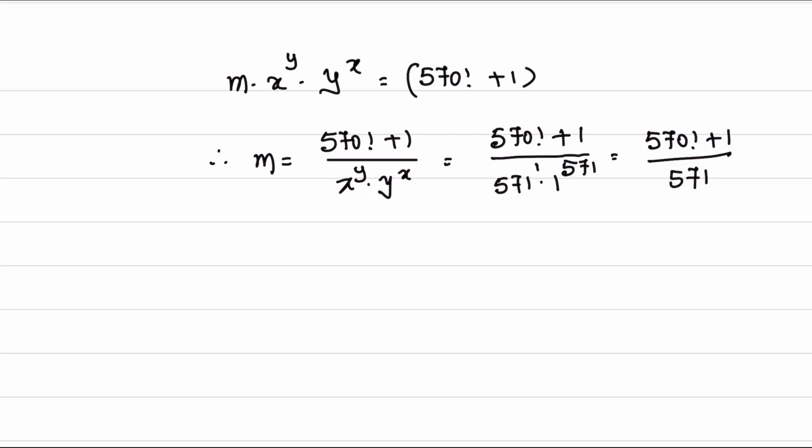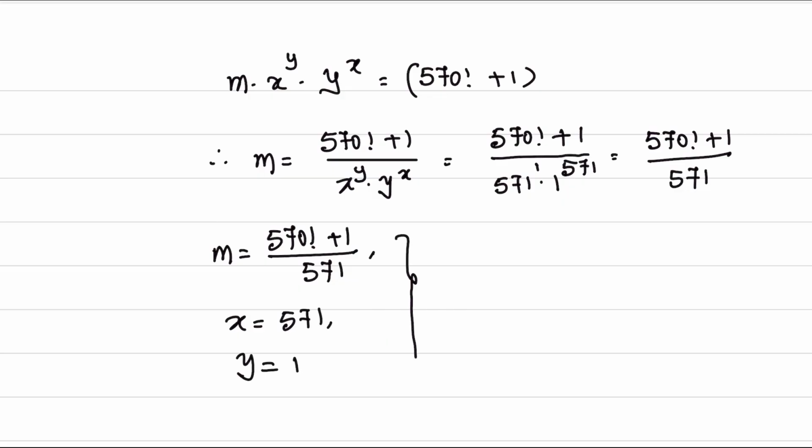If you go by ordinary mathematics like calculating 570 factorial, our whole paper will be filled with numbers only. Answer will not come out that easily. It will be very, very difficult. By applying the Wilson theorem, we got the answer in a few seconds. That means m is equal to 570 factorial plus 1 divided by 571. X is equal to 571, y is equal to 1. These three are the answers which we have got.